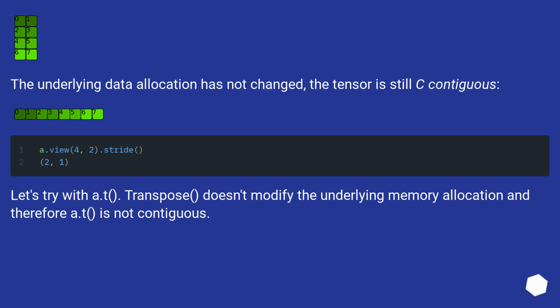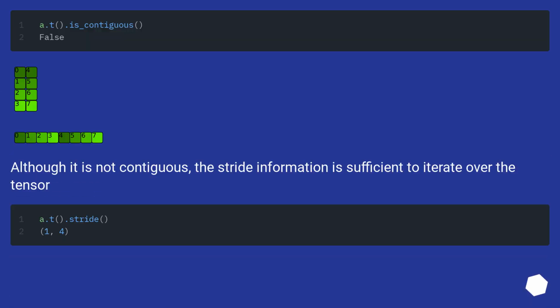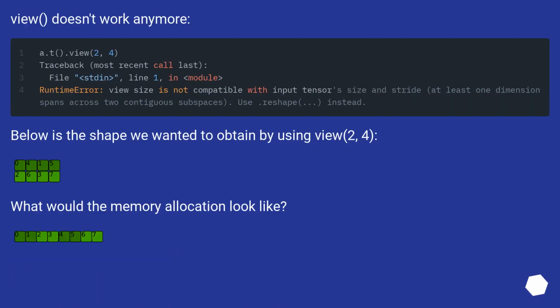Let's try with A.T. Transpose doesn't modify the underlying memory allocation and therefore A.T is not contiguous. Although it is not contiguous, the stride information is sufficient to iterate over the tensor. View doesn't work anymore. Below is the shape we wanted to obtain by using view, 2, 4.